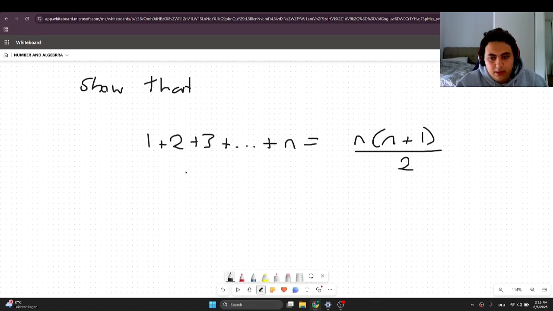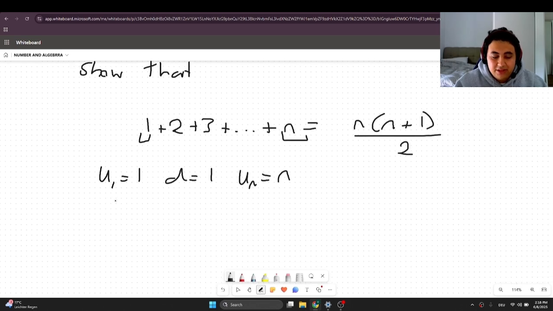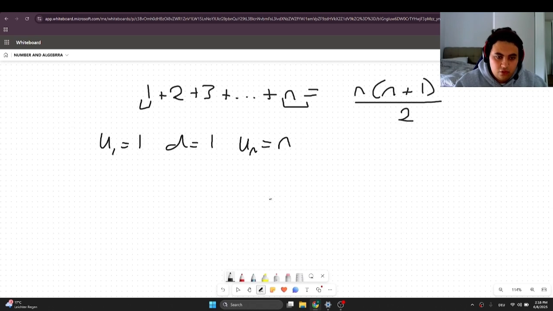So first of all, let's look at the elements that we have from this arithmetic sequence. We have u1, the nth term, and the common difference. It's pretty easy. It's 1, right? So u1 is equal to 1, the common difference is 1, and un is n. Okay? So since we have u1 and un, I think everyone would rather use the easier formula, right? So we're going to use formula number 1.